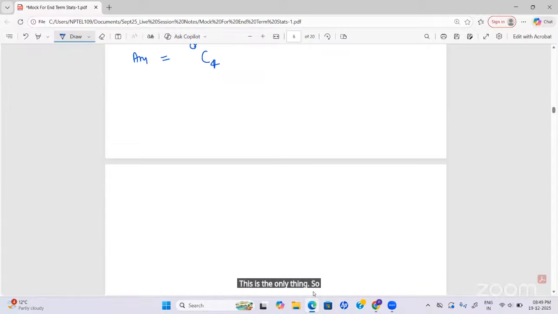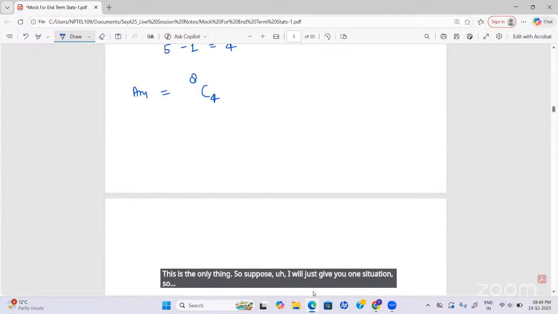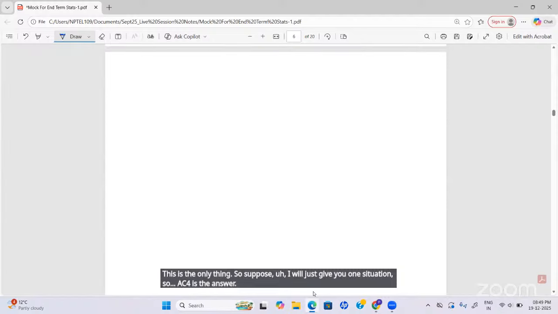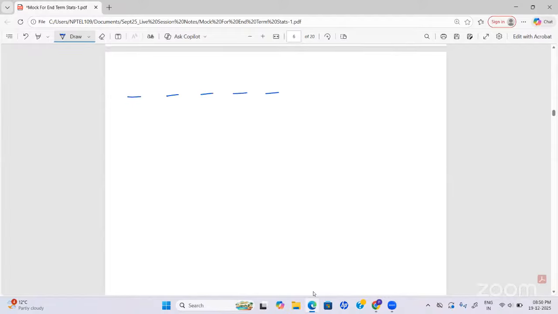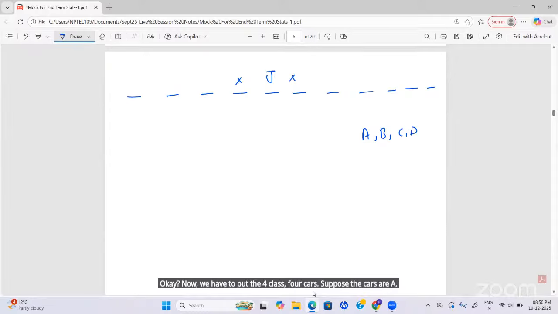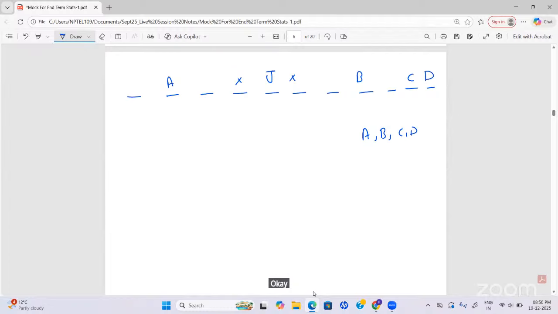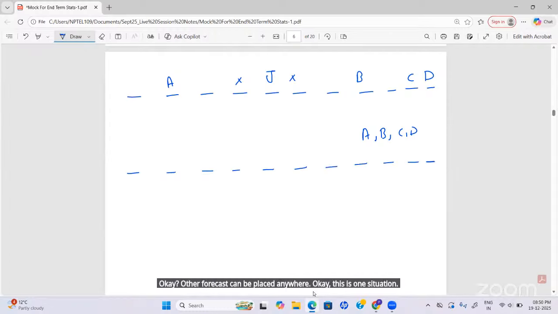So suppose I will just give you one situation. 8C4 is the answer. So these are the 11 places. Suppose John is parking his car at this place. These two places will be empty. Now we have to put the four cars. Suppose the cars are A, B, C, and D. I'm just randomly putting the cars. Other 4 cars can be placed anywhere. This is one situation. And now I am placing the cars like this.